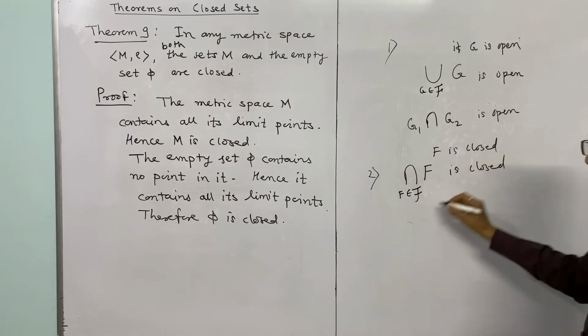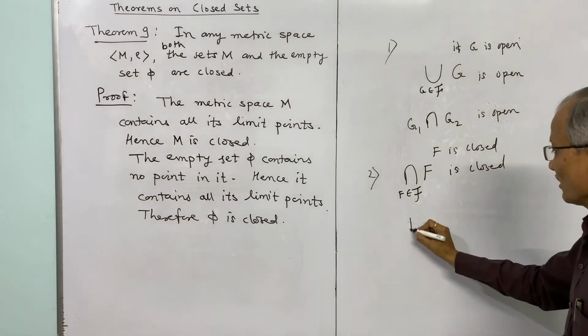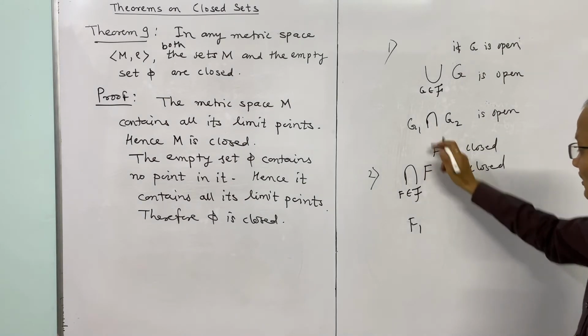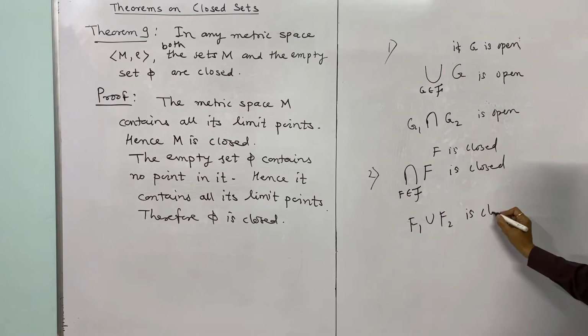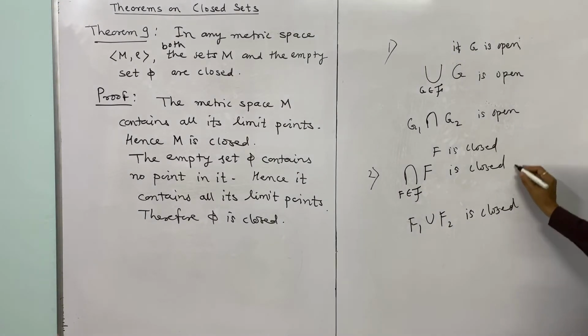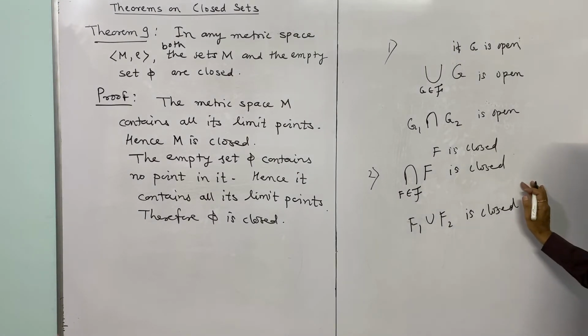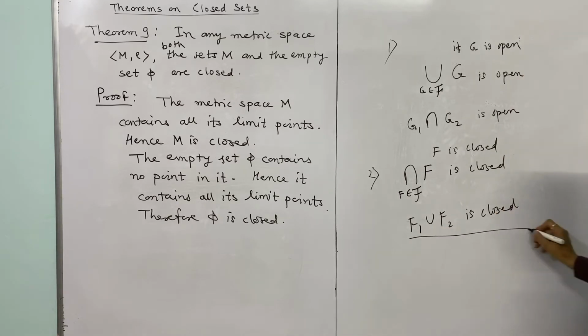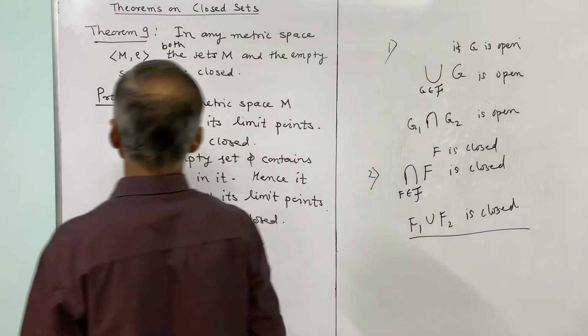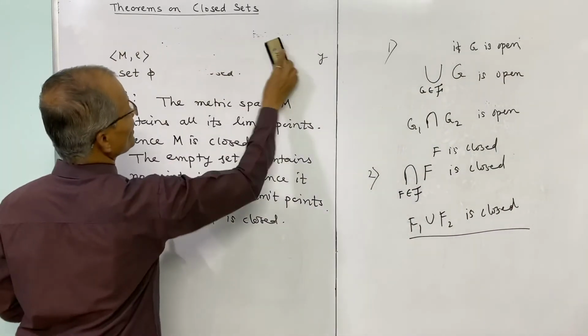And the second result: instead of intersection there will be union. F1 union F2 is closed. So these are the two results we have to prove about closed sets, and these we have proved about open sets. Now first we shall take this result: F1 union F2 is closed when F1 and F2 are closed, and that is our theorem number 10.